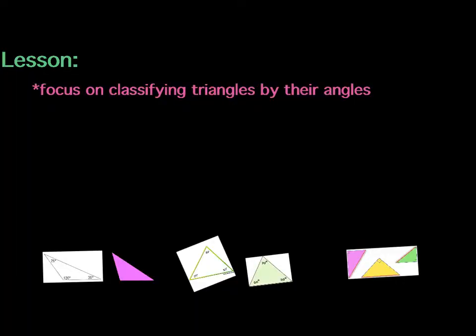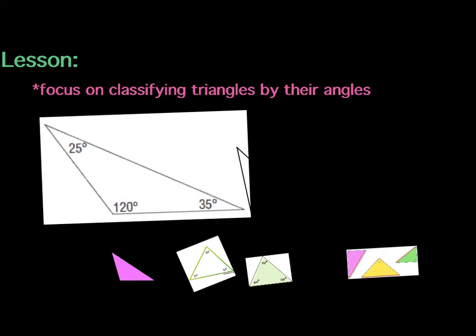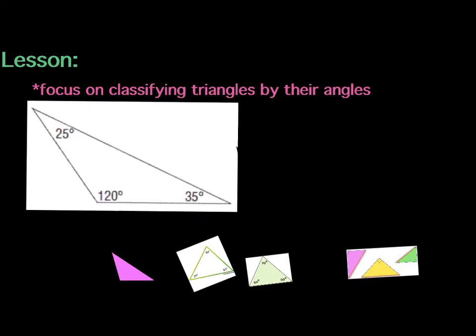So, if you haven't quite figured out, in this lesson we're going to focus on classifying triangles by their angles. I didn't quite mention that part, did I? So what I'm going to do is show you some pictures of some triangles, and we're going to talk about what kind of triangle it is and why. And usually that's going to be based on what kind of angles that triangle has. So let's take a look at the first triangle here.